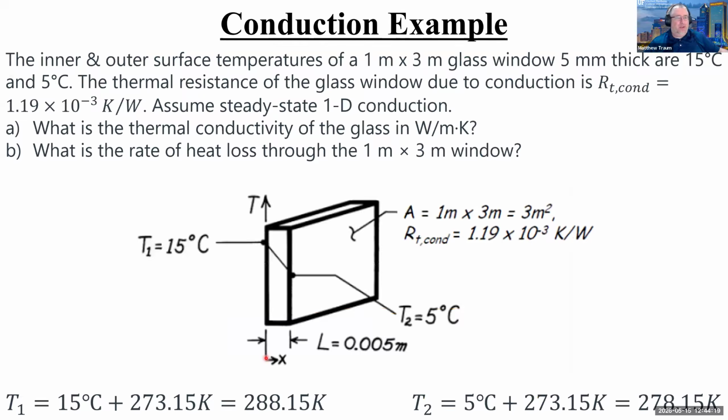Let's do a quick example. So we have, I think, a plane of glass. Yeah, a glass plane. We're given the inner and outer surface temperatures. We're told that the plane of glass is 1 meter by 3 meters, 5 millimeters thick, and those temperatures are 15 Celsius and 5 Celsius. We're also given the thermal resistance of the glass window due to conduction. We're told that it is 1.19 times 10 to the minus third Kelvin per watt. And we're told to assume steady state.